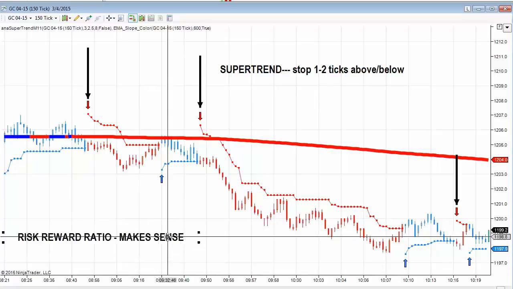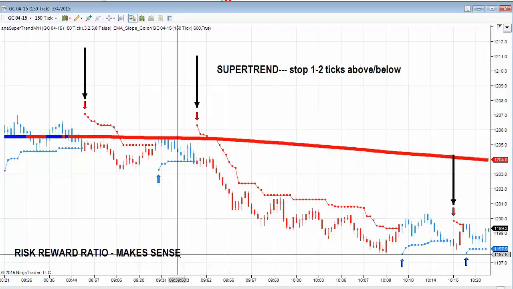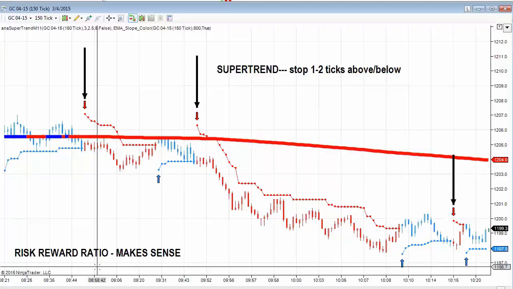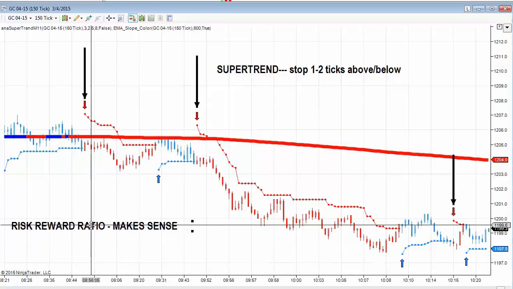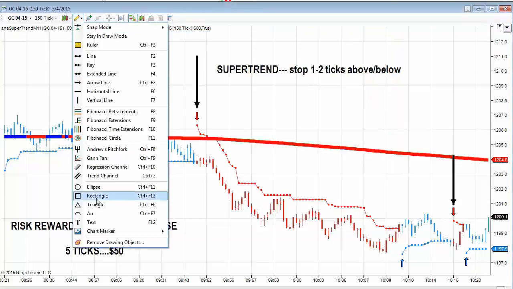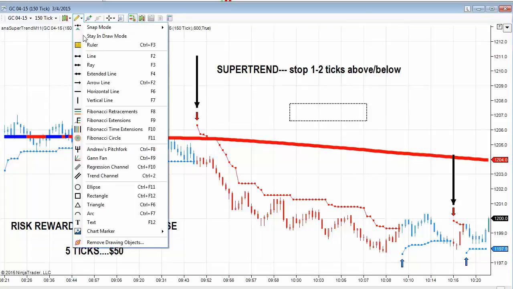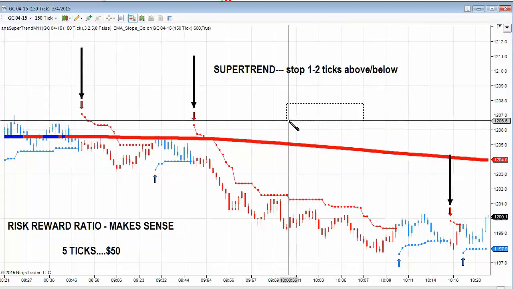But when we're talking about risk-reward ratios that make sense, I want you to determine when an entry is appropriate for your risk tolerance. So say, for example, you've determined that as a new trader, you don't want to risk more than 5 ticks. You want to keep your initial risk to $50. You have a small account. So one of the things you can do is you can come in here and draw a box. Draw a 5-tick box.